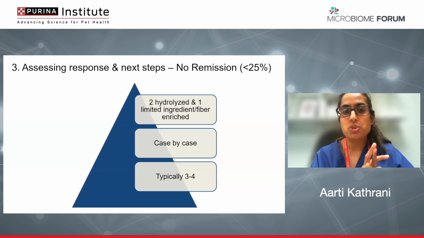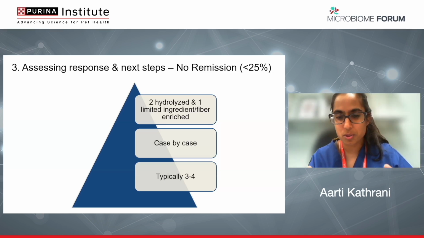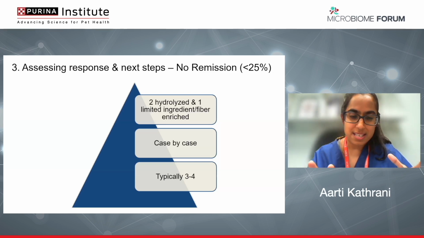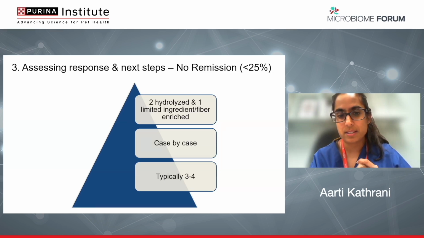If I was going to use 3, typically what I've done in the past is I've used 2 hydrolyzed diets, because I've had some success. If they haven't responded to one, they respond to the other one. If it's large intestinal, then I might do 1 hydrolyzed, 1 fiber enriched. But again, the diet history is going to help me in how they've responded. I might try limited ingredient as well. So again, it just depends on the case.